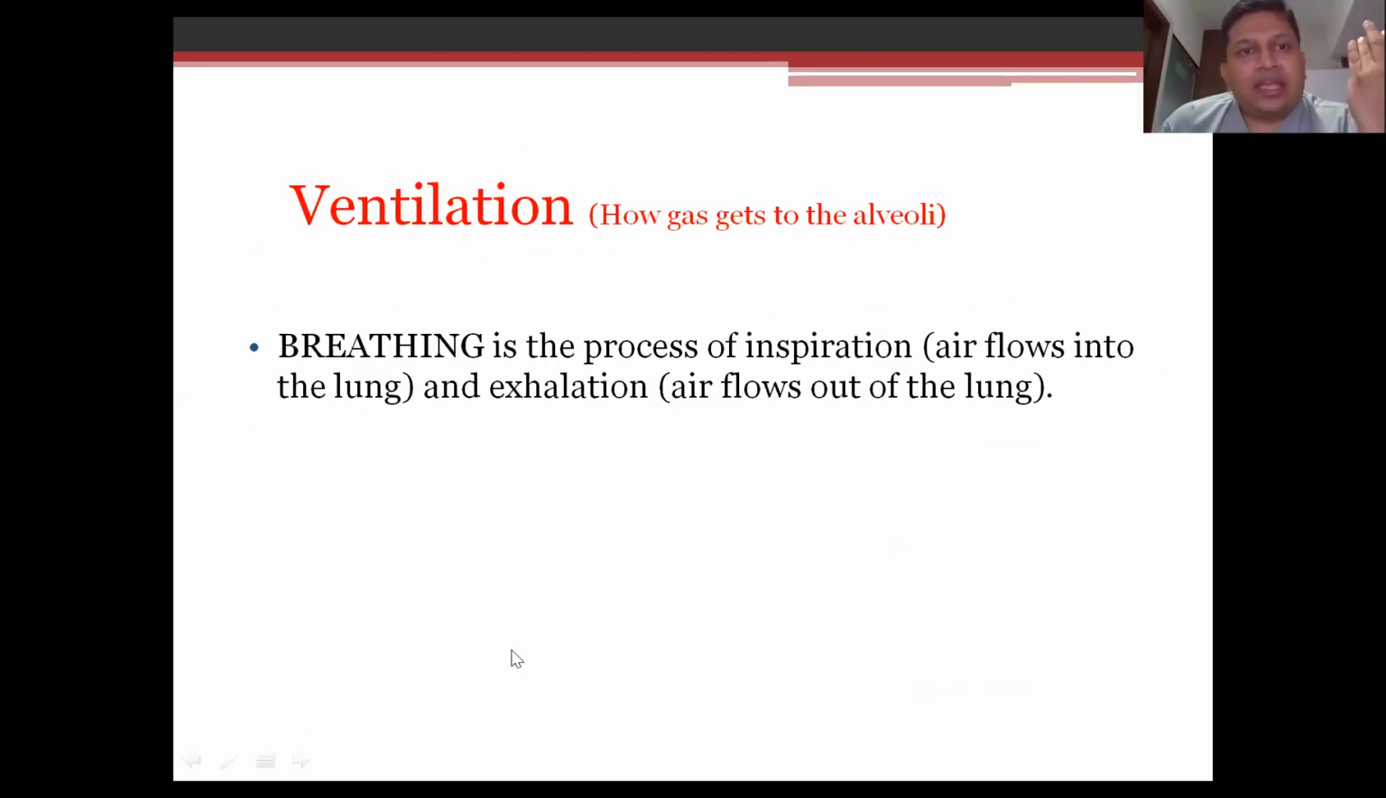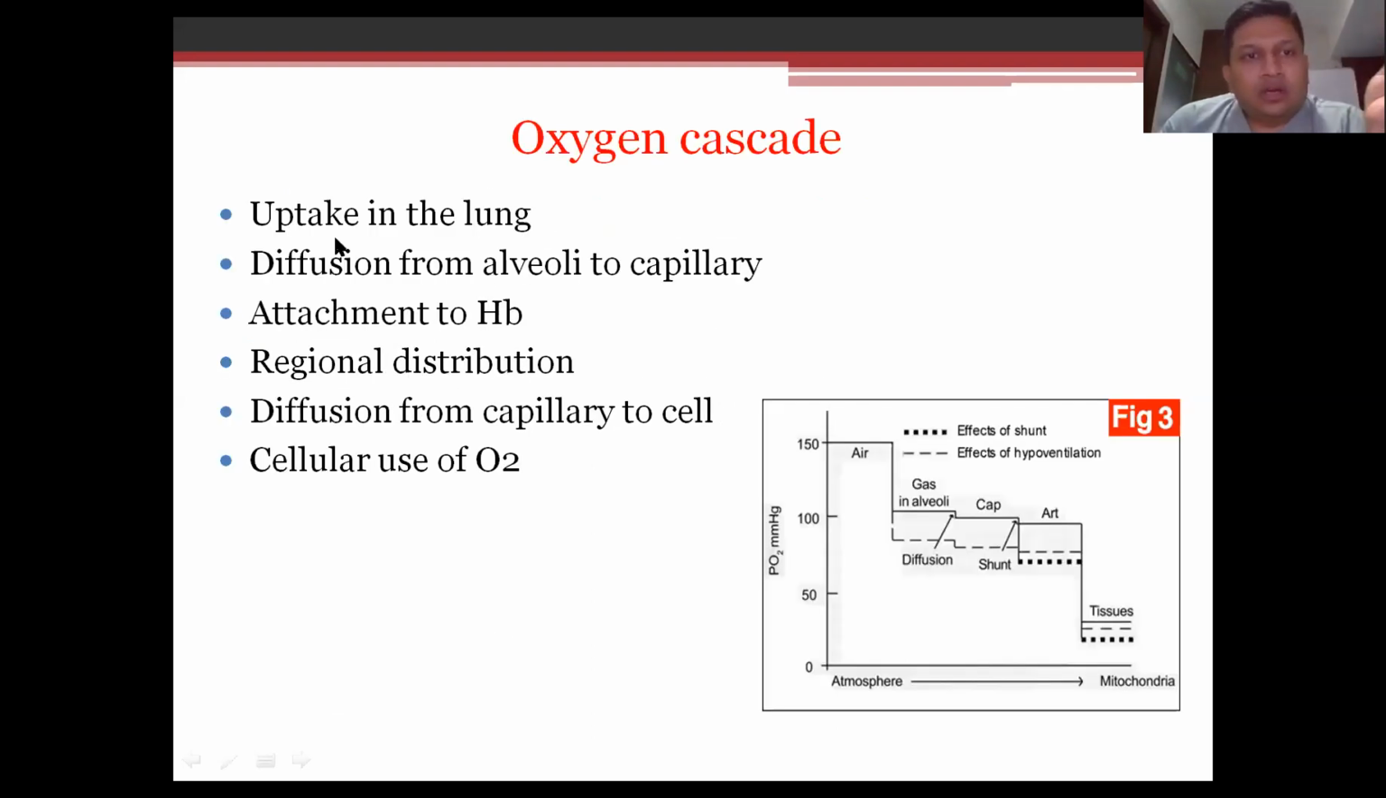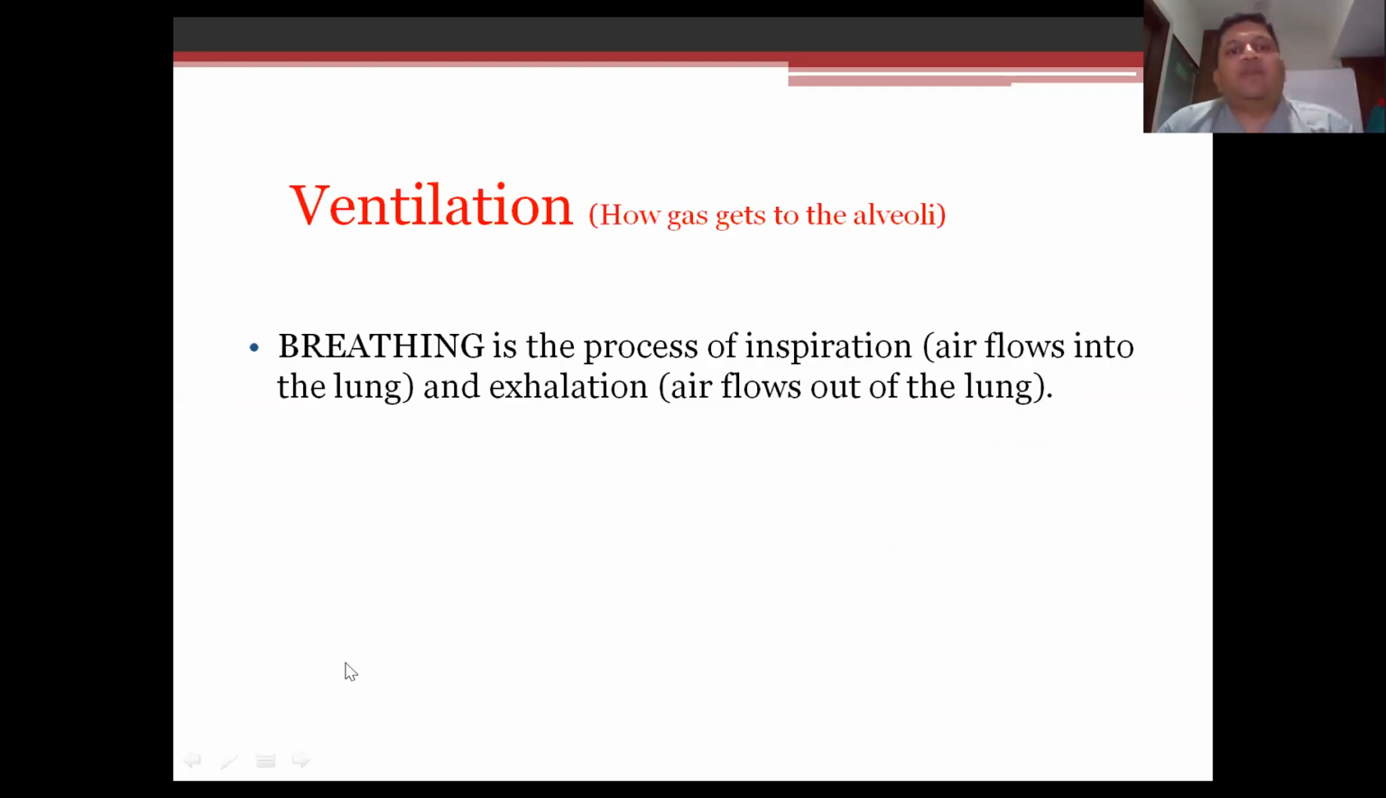So today we are going to look at only this first thing, how the air comes into the alveoli. What are the mechanics and what are the properties of the lung which will work to take the air from the atmosphere to the alveoli. So we will go only into the first step. It is called ventilation. How the gas gets to the alveoli. It is a process of both inspiration and expiration.